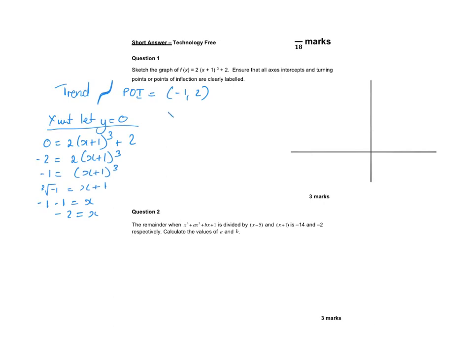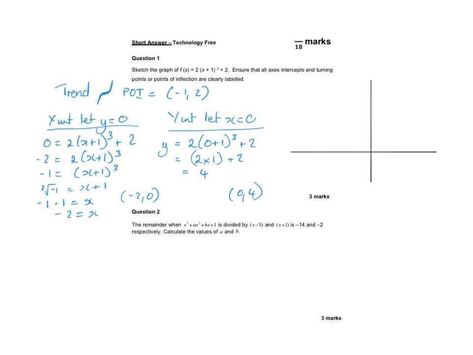My y-intercept, where I let x equal 0, I get y is equal to 2 outside of (0 plus 1) all cubed plus 2. 1 cubed is 1, so 2 times 1 plus 2 is equal to 4. So my coordinates there, if you like, are (-2, 0), and this one is (0, 4). So let's set about graphing this now.